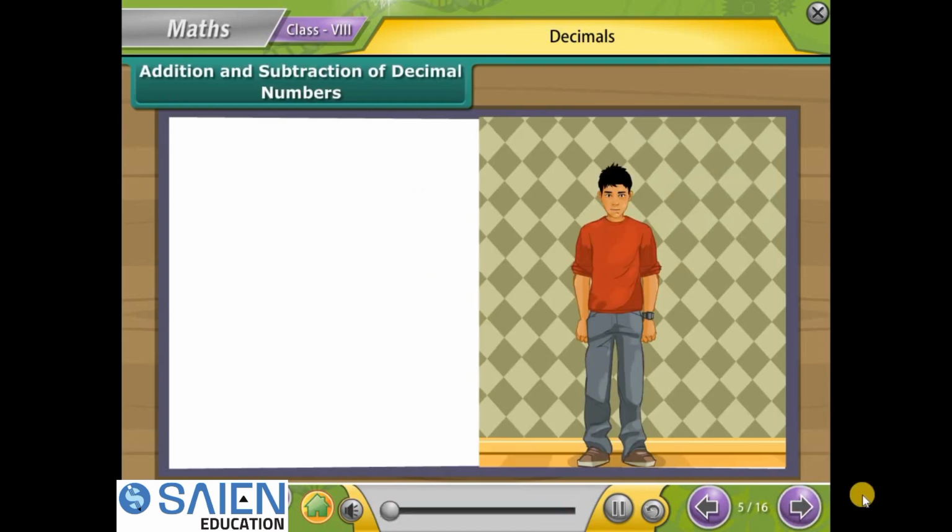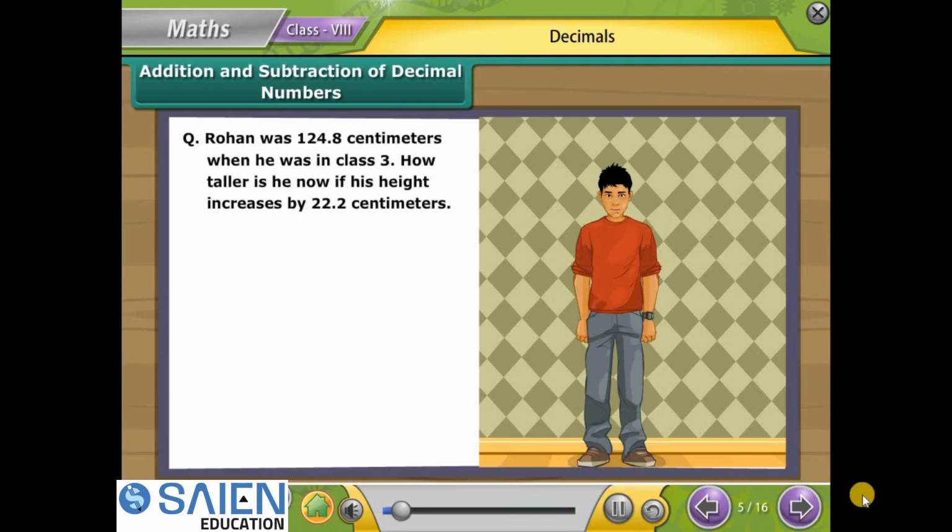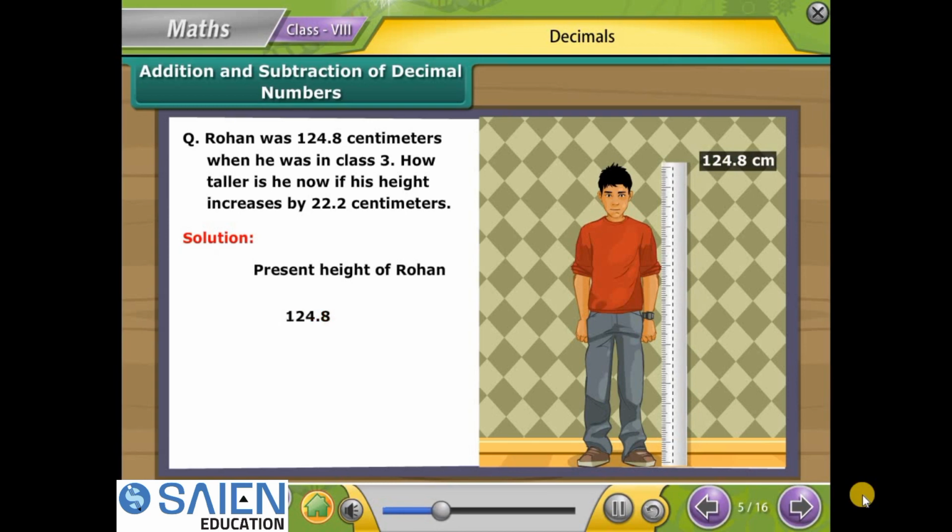Addition and subtraction of decimal numbers. Rohan was 124.8 centimeters when he was in class 3. How much taller is he now if his height increases by 22.2 centimeters? The height of Rohan is equal to 124.8 centimeters plus 22.2 centimeters.